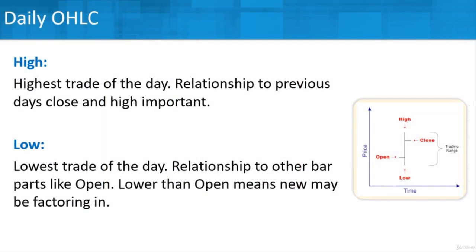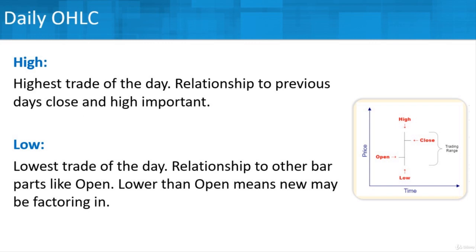Now, for the daily open, high, low, close, you also want to consider the high and the low. What was the highest trade of the day? What was the highest price of that trade, in effect? And the relationship to the previous day's close and high is important as well when you're looking at a series of prices over a chart. Same thing with the low, which is the lowest trade of the day, and you're looking at that relationship to other bar parts, like the opening in particular. A lower open may mean that they may be factoring in new information, or trending lower. So you're looking at that range of price bars.